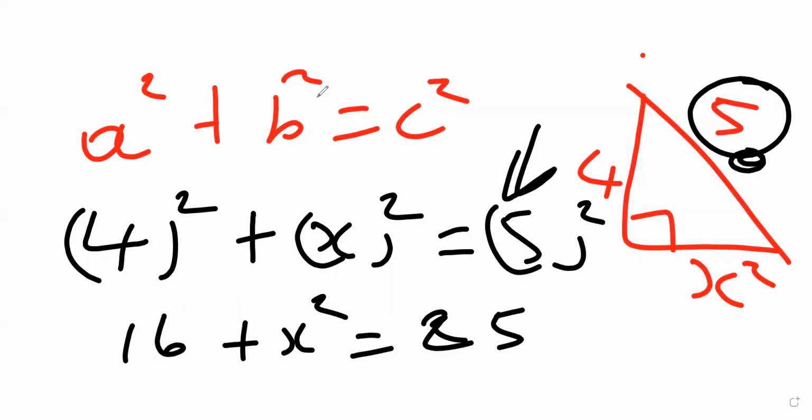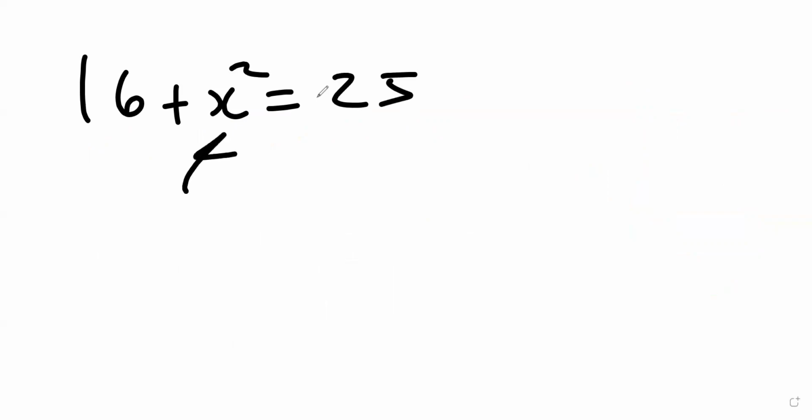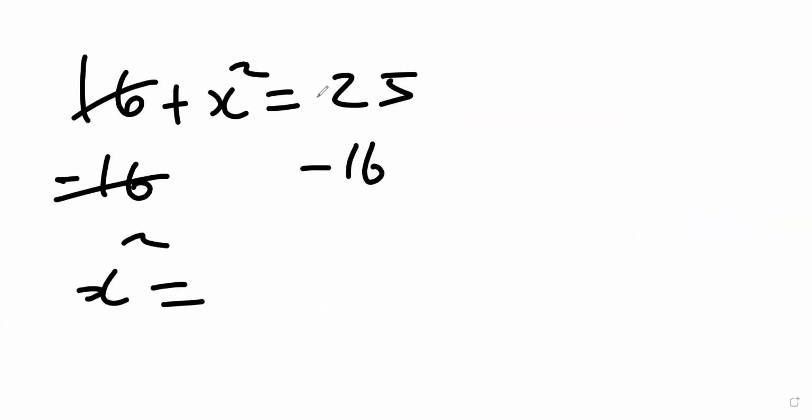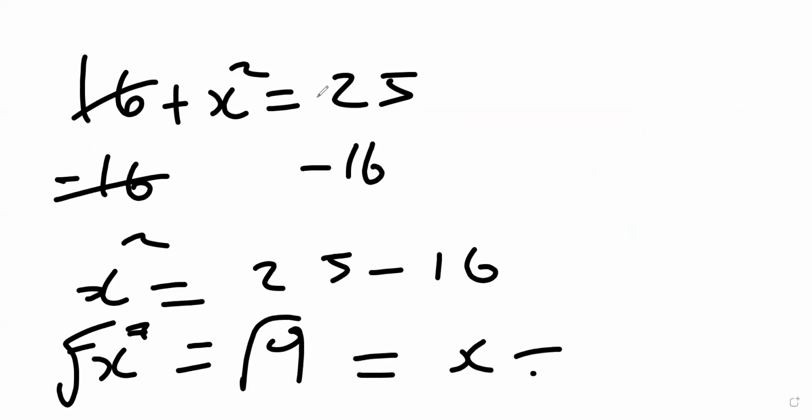Now all we're going to do is to make x the subject. So we just clear this off right here. And we say 16 plus x squared is equal to 25. Now we want to have this by itself, so we're going to subtract both sides by 16. That cancels that. X squared is equal to 25 minus 16 gives us 9. We find the square root, then x is going to be equal to 3.